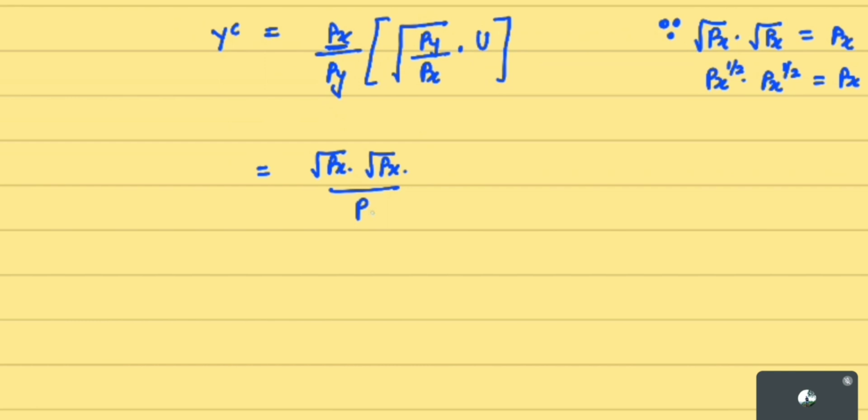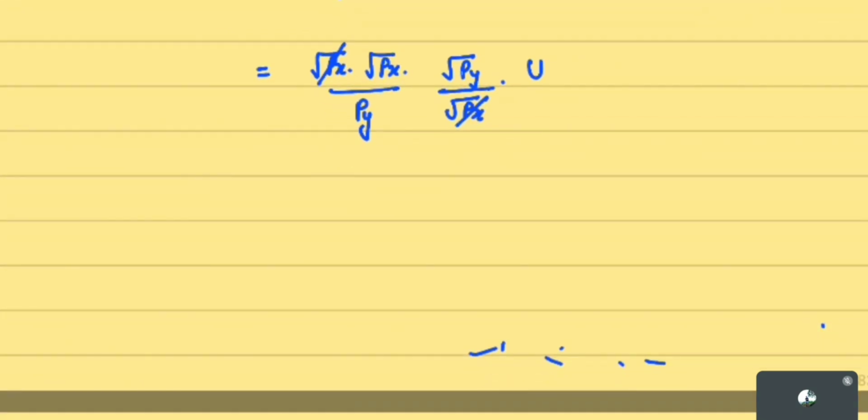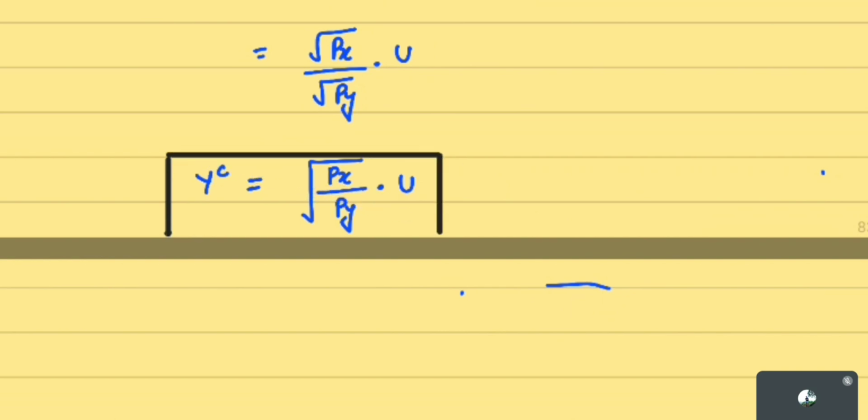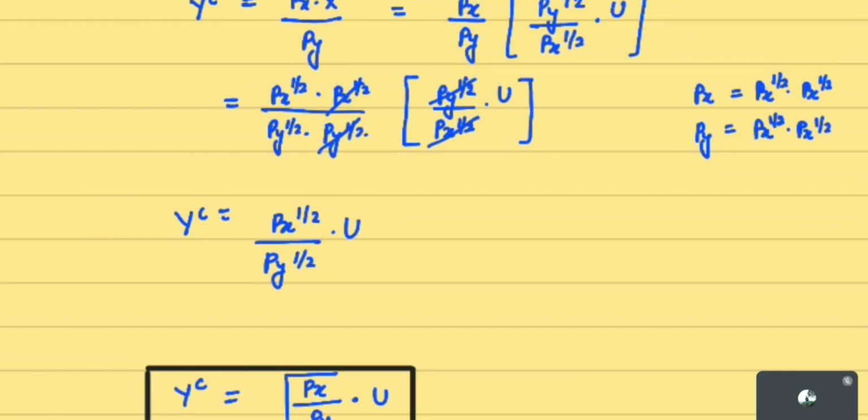And here you have price of y, and price of x and utility. Now this one cancels out, and similarly price of y you can also write in under root term, price of y. This one also cancels out, and you're left with under root price of x, under root price of y into utility, and you can write it in simple terms like this: price of x power half, price of y power half and utility. This is our yc, the Hicksian demand function with respect to y. So we have derived the expressions for the Hicksian demand functions for good x and good y, that is represented by xc and yc.